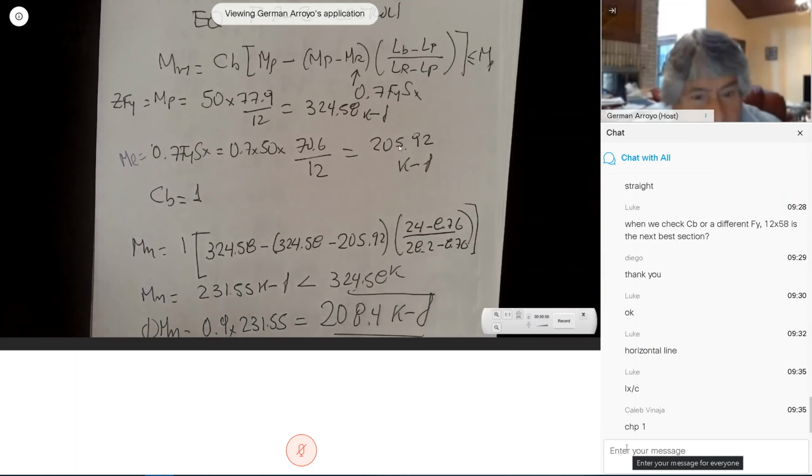L sub B minus L sub P over L sub R minus L sub P. They're the same. It gave me 231.55 kip-feet. It's smaller than M sub P, okay? If it's larger, this will control. If I multiply this by 0.9, I get the value 208.4 kip-feet. Look, 208, phi M sub N, 208.4.